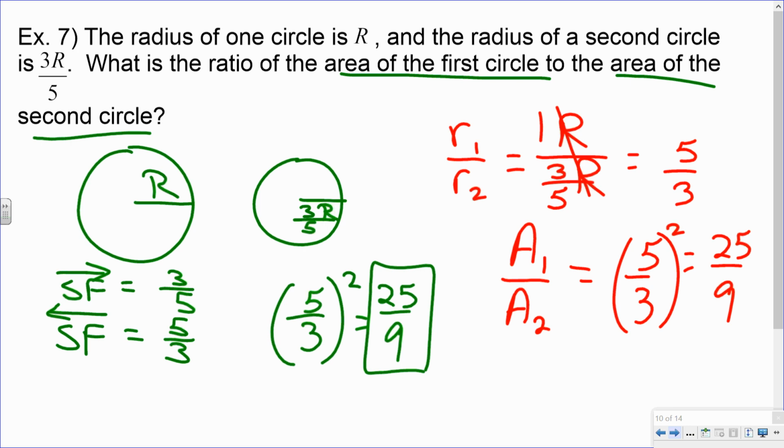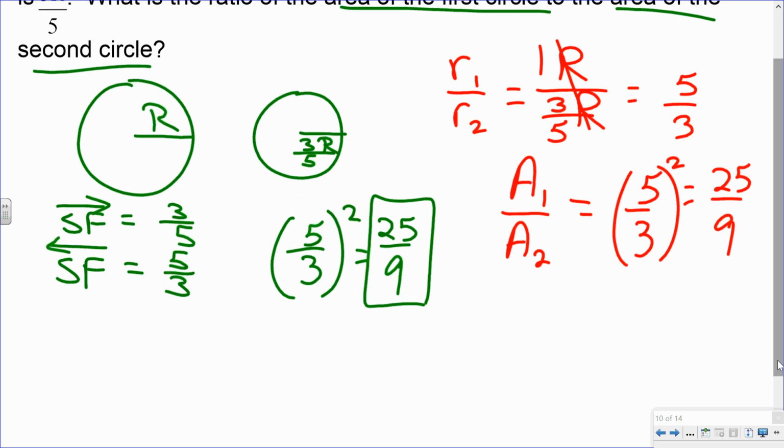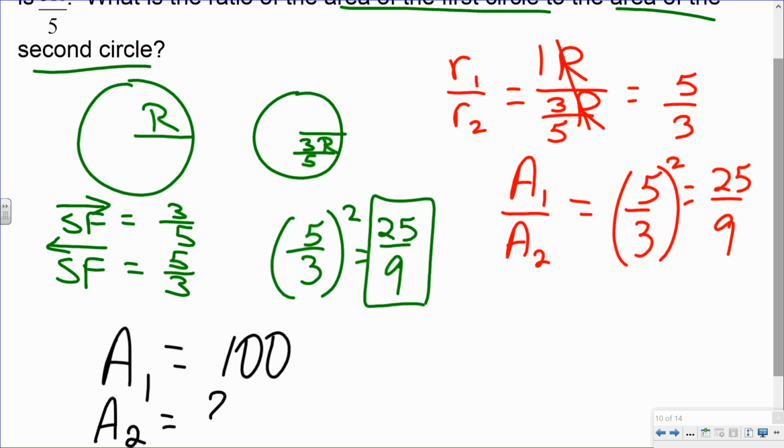Now, sometimes the problems will be a little bit trickier. Sometimes they will say the first area is 100. What is the second area? Ideas of how to set it up. Will the second area be smaller or bigger? Smaller. So give me some ideas of how we can set it up.